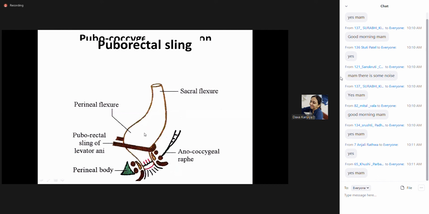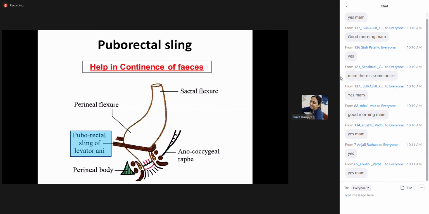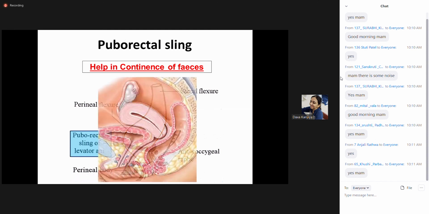So these are the anorectal flexures. Here you can see the flexure between these two portions, rectum and anal canal. See, the puborectal sling winds around the anorectal junction, and this portion maintains the anorectal flexure. The main function of the puborectal sling is that it helps in the continence of feces, and now how does it support the uterus?